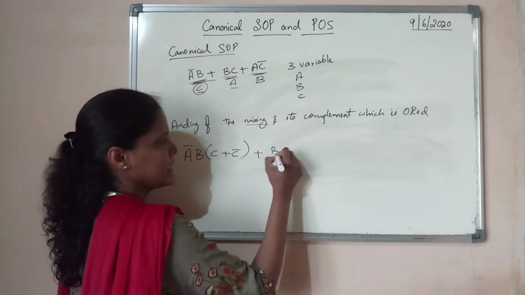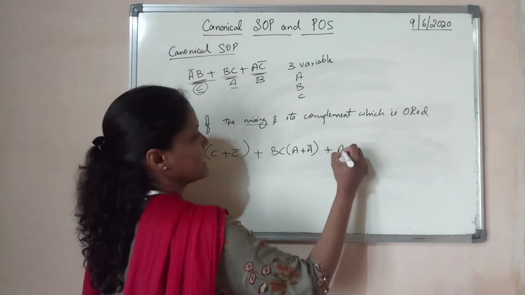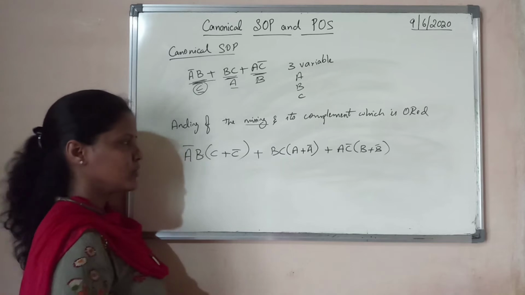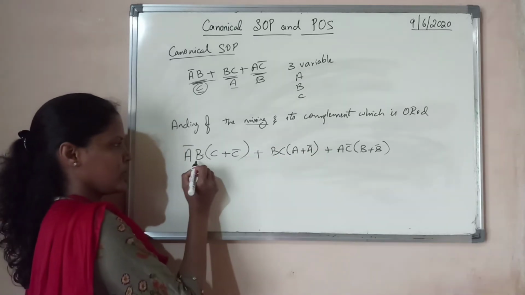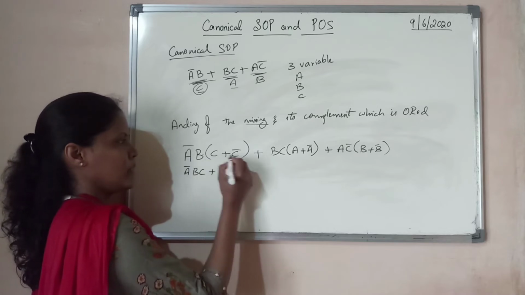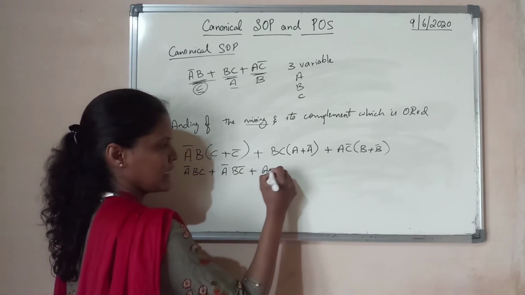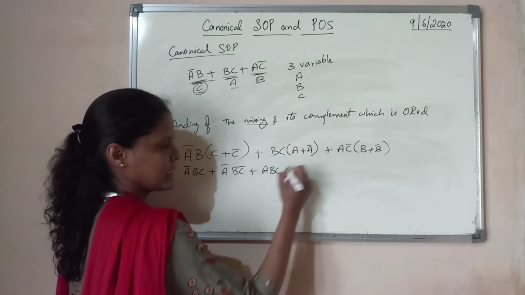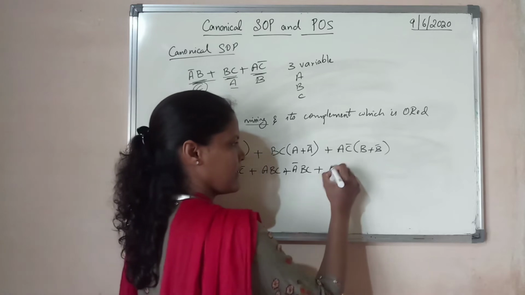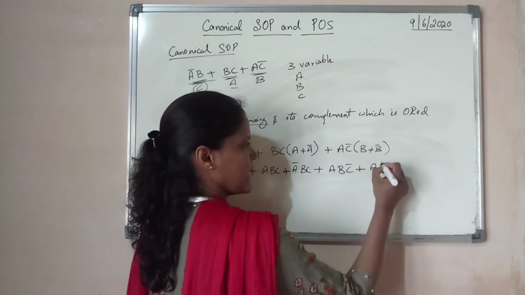Next, for BC, A is missing: a plus a bar. Here, for AC bar, B is missing: b plus b bar. Then you just multiply. Let me multiply this with c first. A bar bc plus a bar bc bar plus abc plus a bar bc plus abc bar plus ab bar c bar.